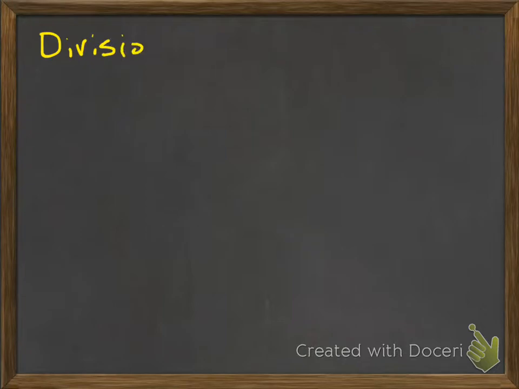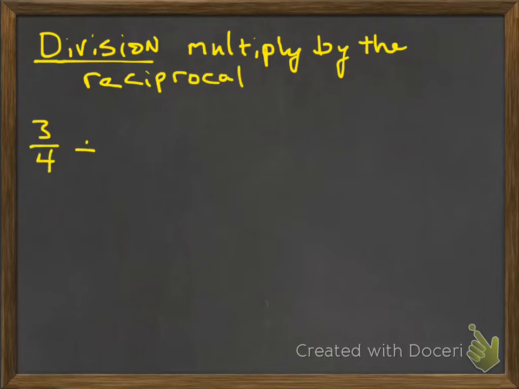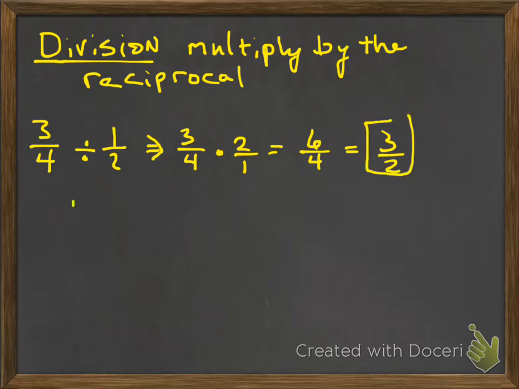Lastly, division. What do we do with division? Well, you multiply by the reciprocal. So actually, division is multiplication. And what does the reciprocal mean? It means you're going to flip a fraction. So for example, 3/4 divided by 1/2 really means 3/4 times 2 over 1. Notice I flipped, which gives me an answer of 6 over 4 that can be simplified to 3/2.